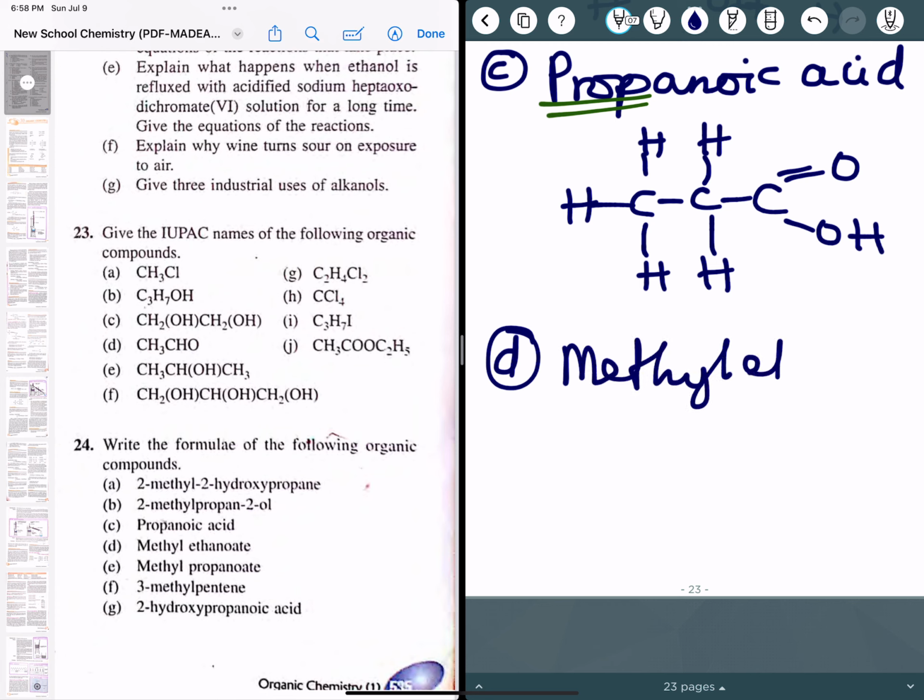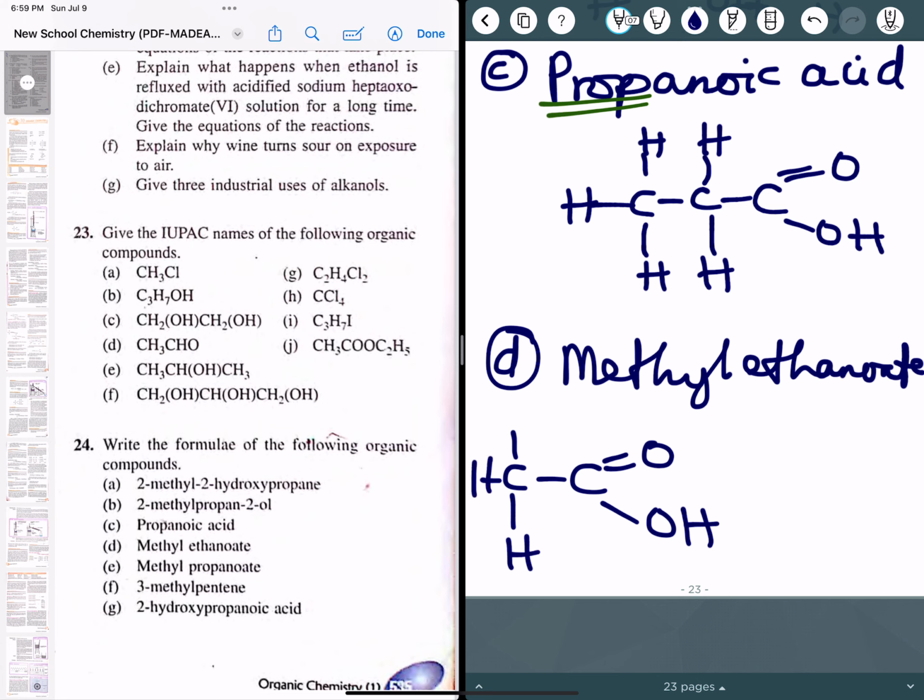Take note of that. The fourth one is D, methyl ethanoate. In methyl ethanoate, you should take note of the main compound. The main compound is the ethanoate ion. The ethanoate ion is formed from ethanoic acid. Ethanoic acid will be COOH, then 1 carbon atom, CH3. So this is ethanoic acid. But when it ionizes to give off its hydrogen, it now becomes the ethanoate ion.